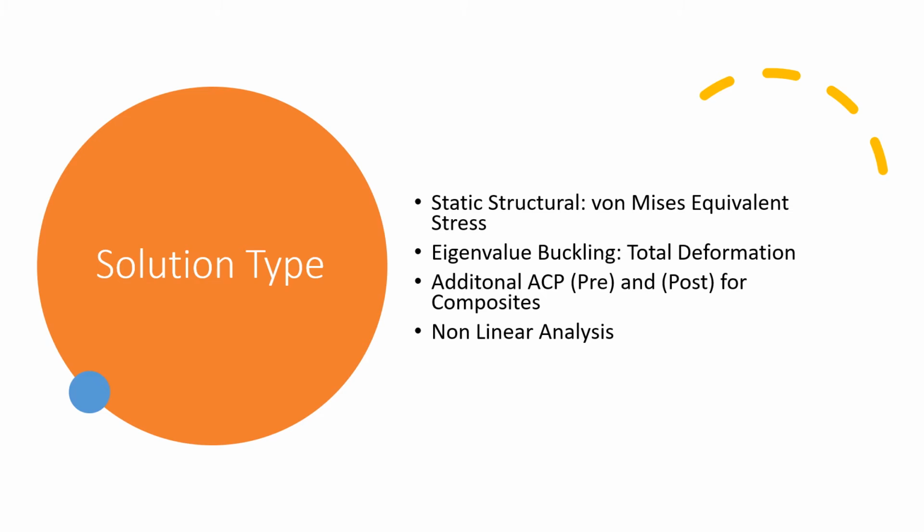There are two solution types. For the aluminium alloy simulations, static structural and eigenvalue buckling will be used. For composites, in addition to those two, there will be ACP pre and post used as well.